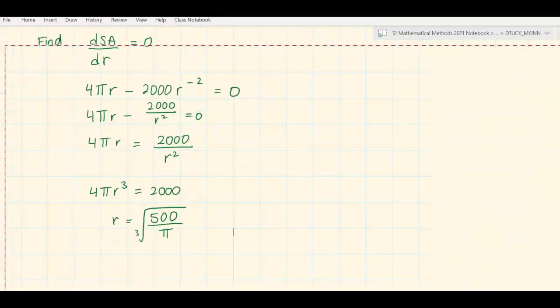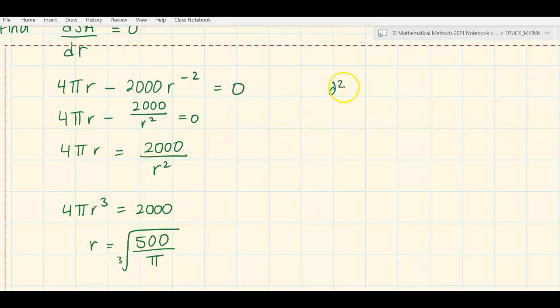Notation, be careful. I'll just go back up here. Second derivative. All right, the second derivative of that is going to be 4 pi plus 4,000 times r to the negative 3. I've just used my normal deriving here. The derivative of this, why do I not need the product rule to find the derivative of 4 pi r? Because pi is a constant. Good, don't fall for that mistake.